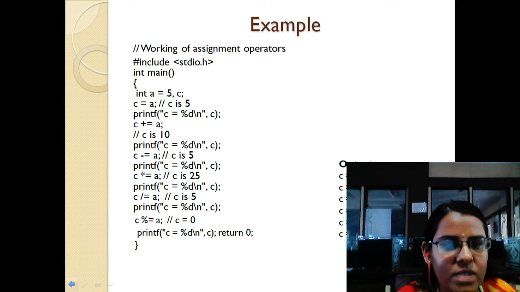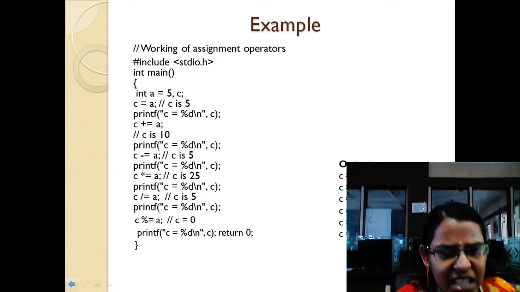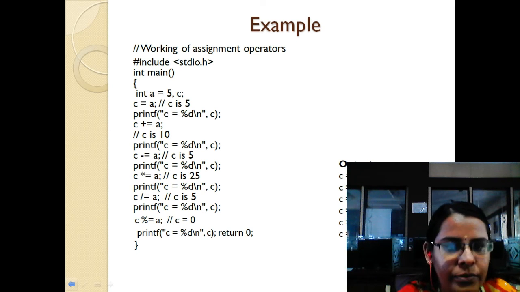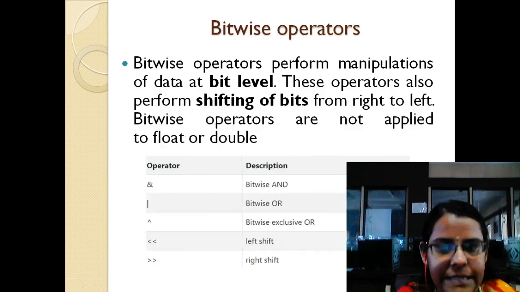So we have the example here. C is equal to A, C plus equal to A. So we can write this as C is equal to C plus A. So this is the condition. So these are the assignment operators.